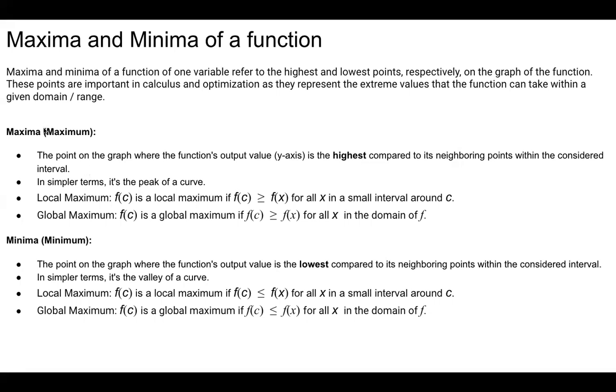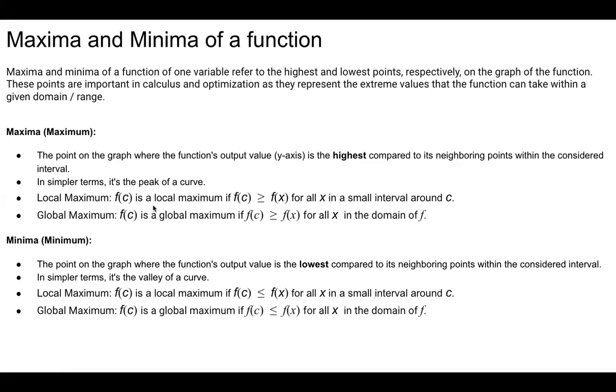Now we know what is maxima and what is minima. The maxima is the point on the graph where the output value, the y-axis, is the highest compared to its neighbors within the given interval. Now this is important: within a given interval. Given a range of x where y is maximum. In simple terms, it's the peak of the curve.